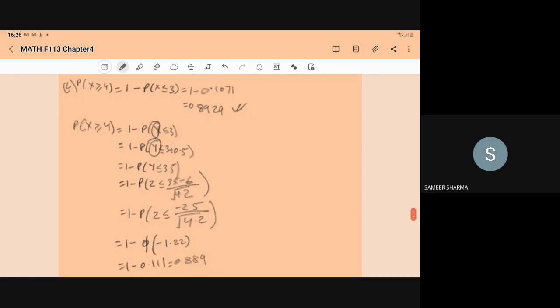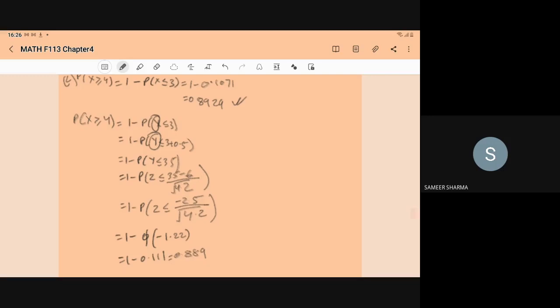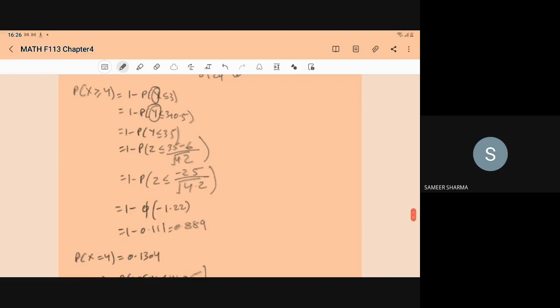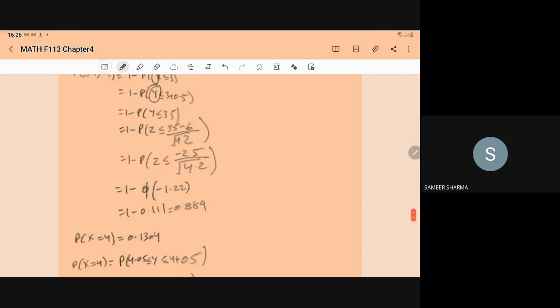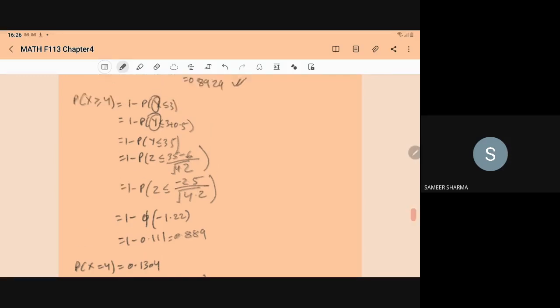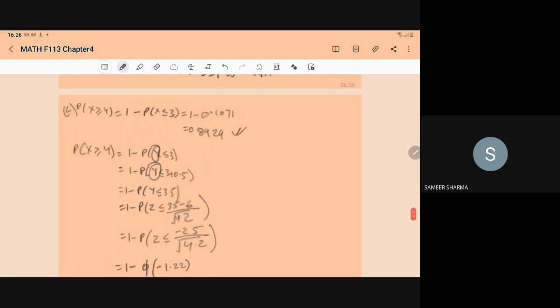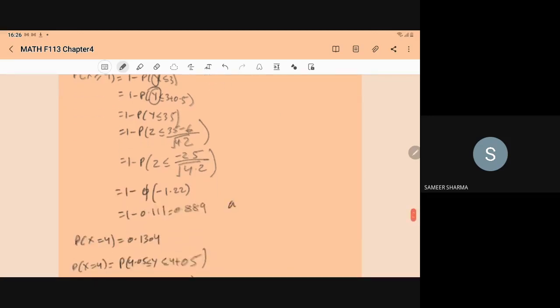So you can convert the non-standard normal distribution to the standard normal distribution. 1 minus probability of z less than or equal to (3.5 minus 6) upon root of 4.2. So it will give you 1 minus phi of 1.22. So its value is 0.889. So here we have the exact value, and here we have the approximate value, right?